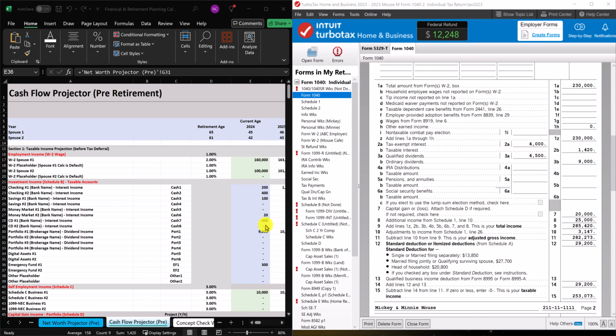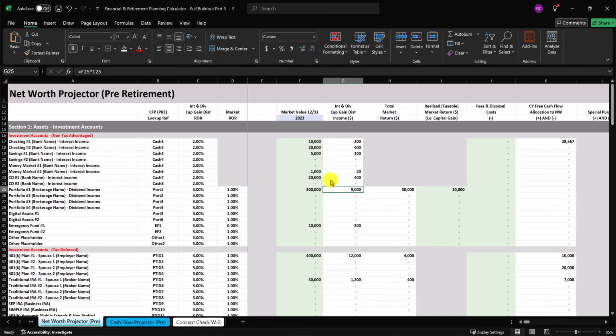Now, if we think about this $9,000 of dividend income for a moment and we go back over to the net worth projector, which is where it was calculated, here is the $9,000 right here, and it is being included in our net worth.